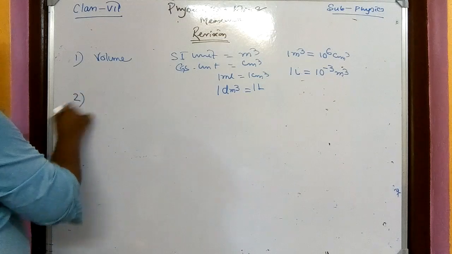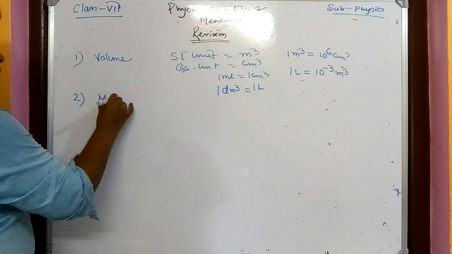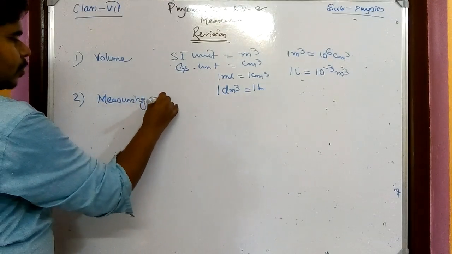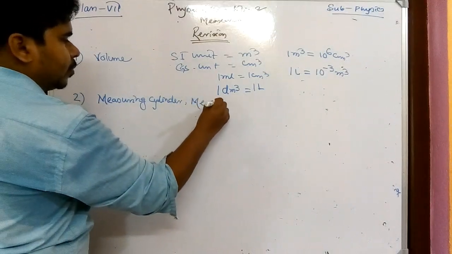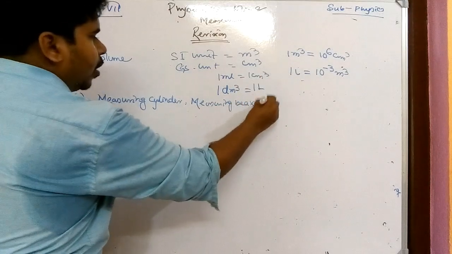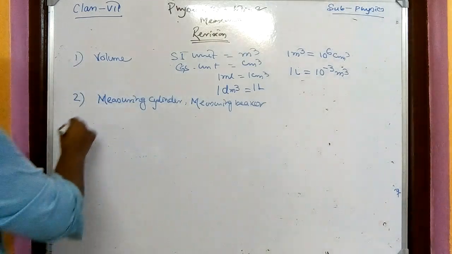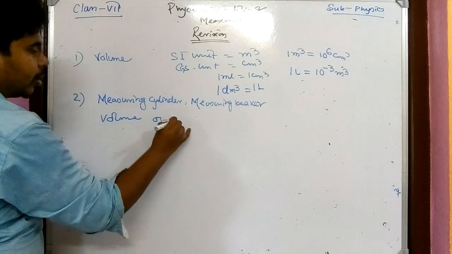Number 2, how we can measure the volume. Measuring cylinder and measuring beaker. These are the two instruments by which we can measure the volume. Now how can we measure the volume of a regular shaped body?